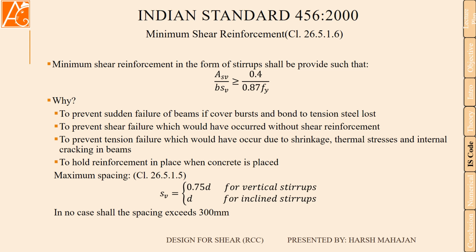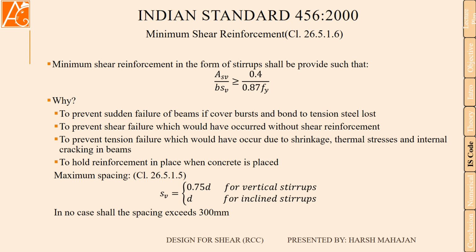Why? First of all, to prevent sudden failure of the beam if the cover bursts and bond in tension is lost. So let's assume in some case the cover has burst, the cover has gone, and then the bond between the reinforcement and the concrete will be lost. Because of this, sudden failure will occur. So to resist it, we have to give some stirrups.